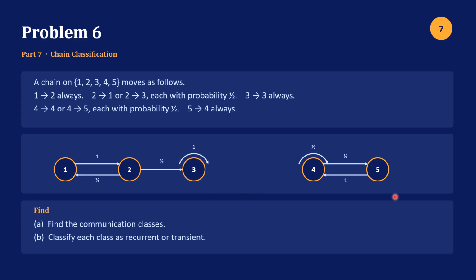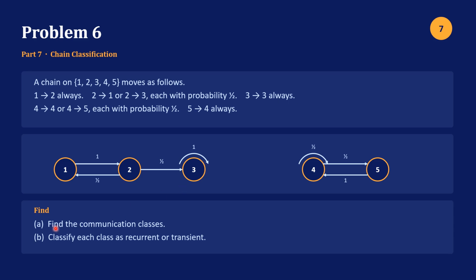Then we have these other 2 states. Clearly these are separate from the first 3. So if you're in state 4, you can go back to state 4 at the next transition with probability 1/2, or go to state 5 with probability 1/2, and from 5 you reflect and always go to 4 with probability 1.